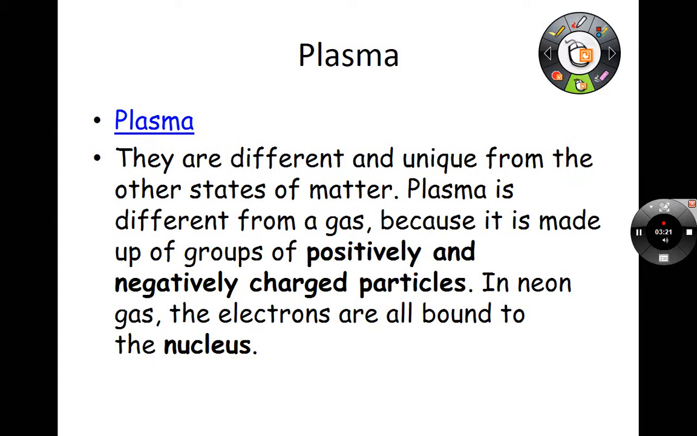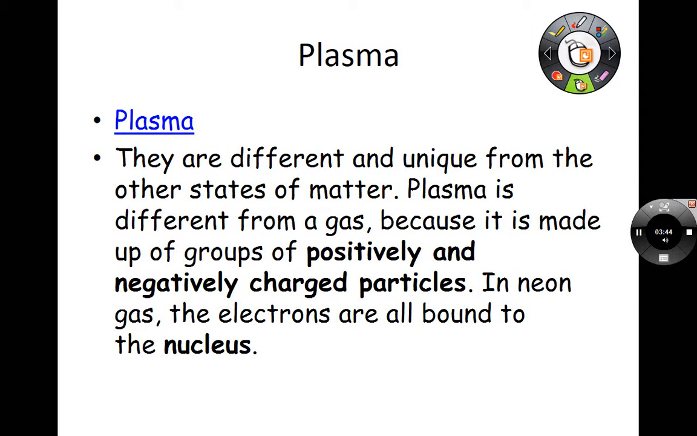Plasma is really exciting because plasma is the most abundant state of matter in the universe. There are different and unique forms of matter. Plasma is different than a gas because it's made from groups of positively and negatively charged particles. So this has to do with these electrons.